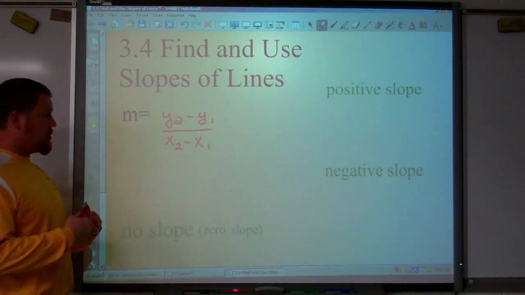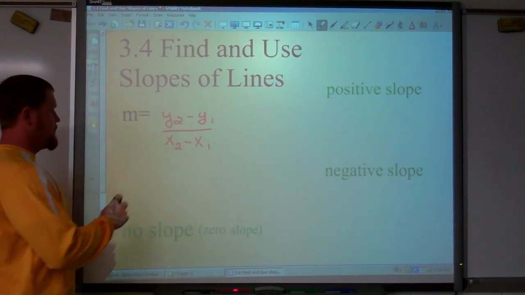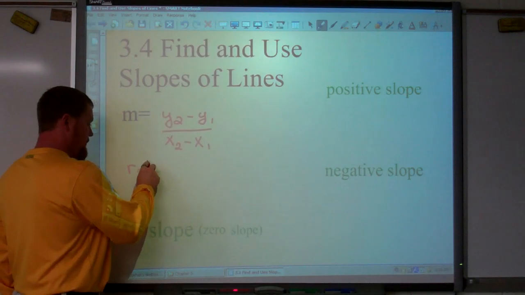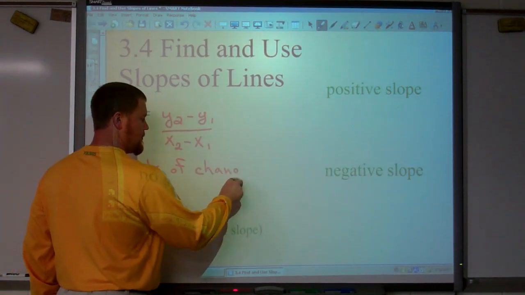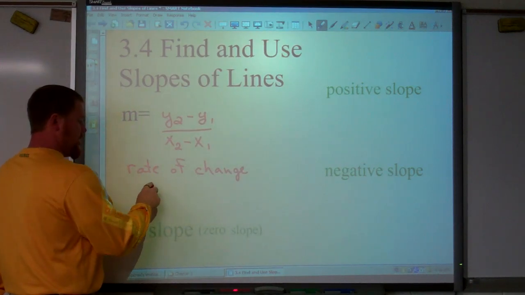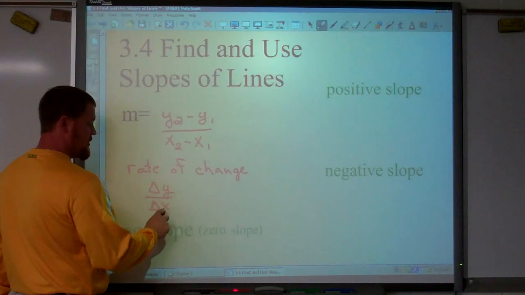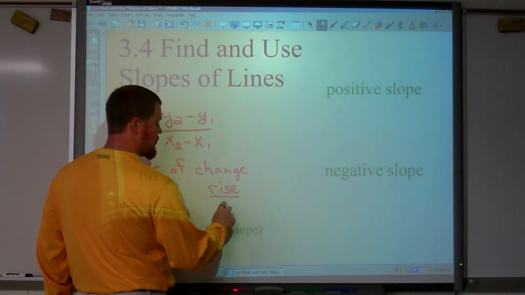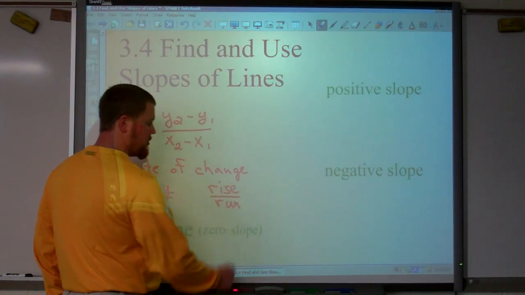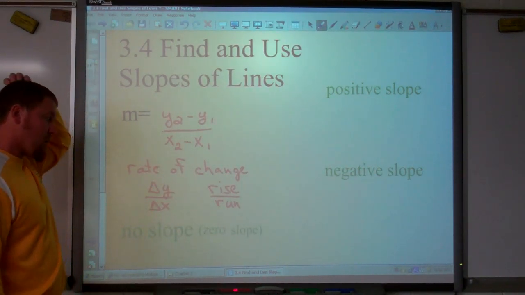Some other terms or phrases we use for slope other than the lowercase m: rate of change, change in y divided by change in x. And lastly, you may have heard the phrase rise over run. Those are all ways to identify slope. Okay?